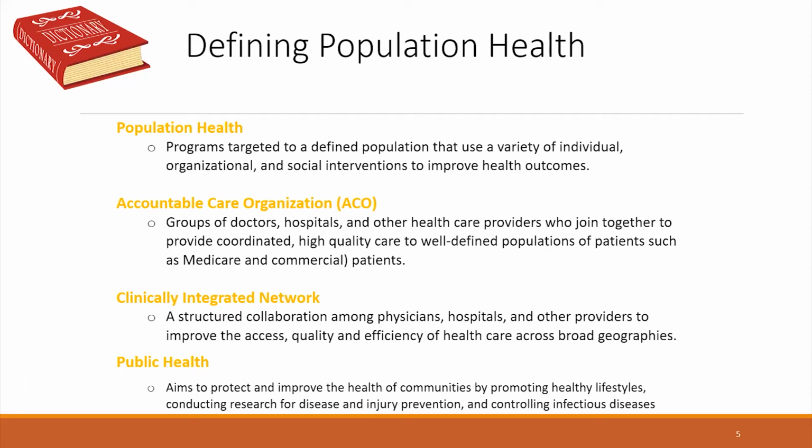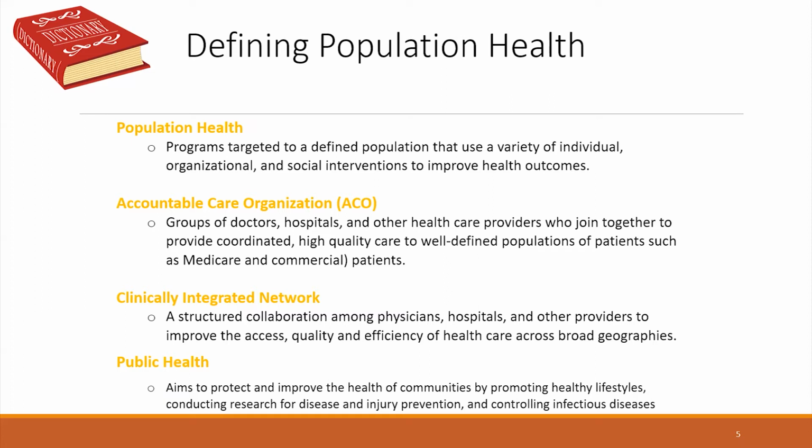Accountable care organizations are those organizations that bring providers, hospitals, and other healthcare providers together to really start to provide coordinated, high-quality care to well-defined populations. A lot of this we know in ACOs is around Medicare, but there are other commercial payers as well that are joining the club with ACOs. And then we have our clinically integrated networks. That's that structured collaboration among physicians, hospitals, and other providers to really improve access, quality, and efficiency. Very similar to our ACO, just a little bit different model.